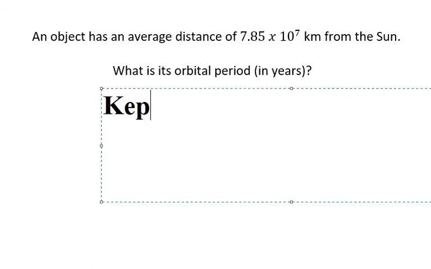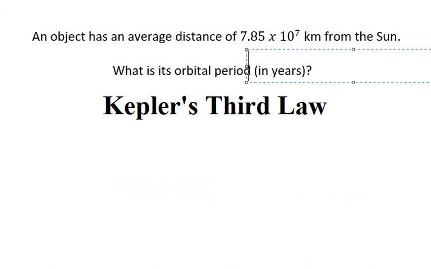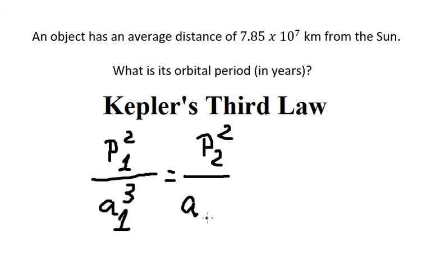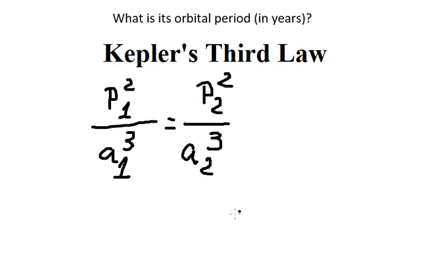We need to use Kepler's third law here. So in this one, we have b1 squared over a1 to the power of 3 equals b2 squared over a2 to the power of 3. So let's say I choose this one for the Earth.